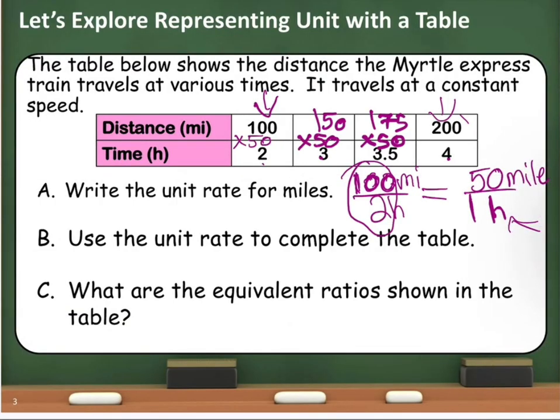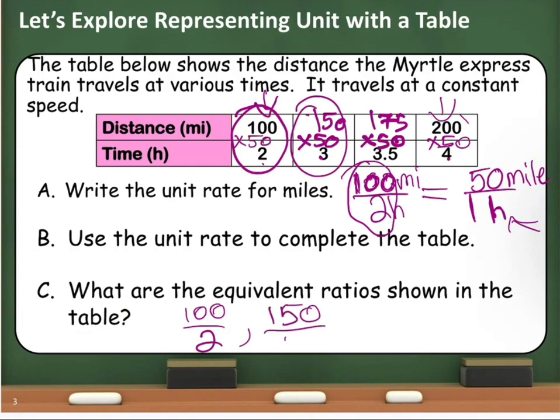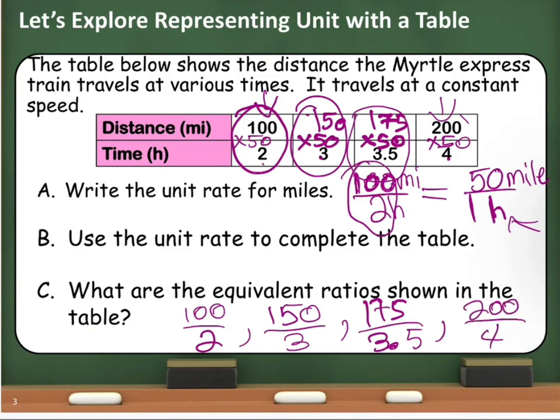And now we want to write our equivalent ratios. And remember how we talked about on the table, we have equivalent ratios. So 100 over 2 is equivalent to 150 over 3, and that is equivalent to 175 over 3.5. And 200 over 4. And remember, you can check equivalent ratios by cross multiplying.